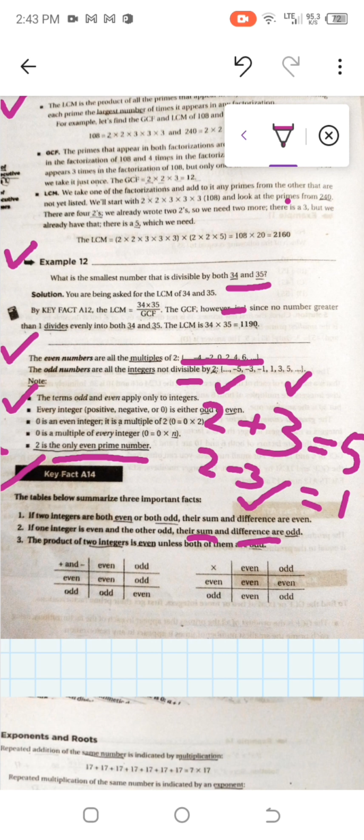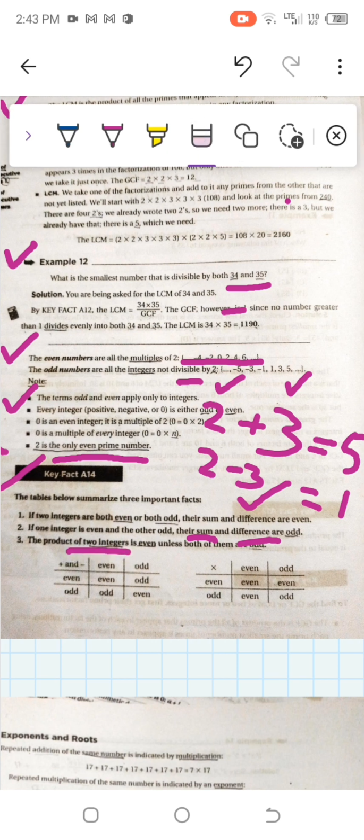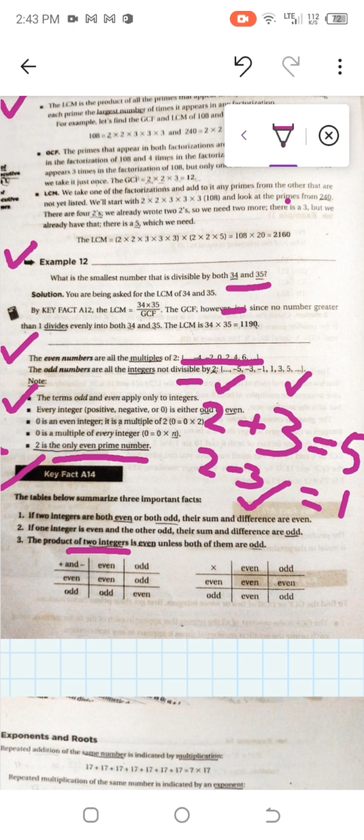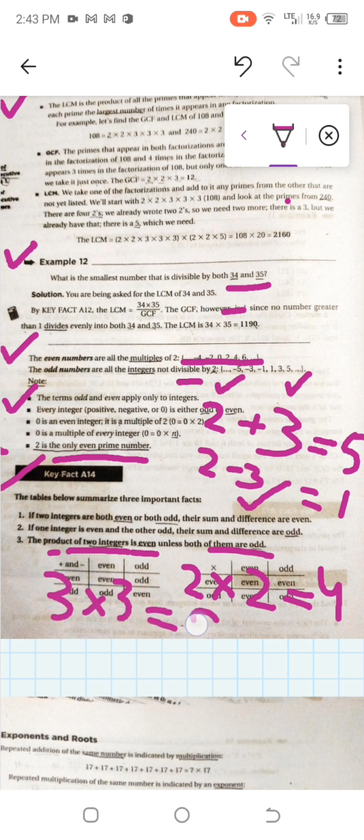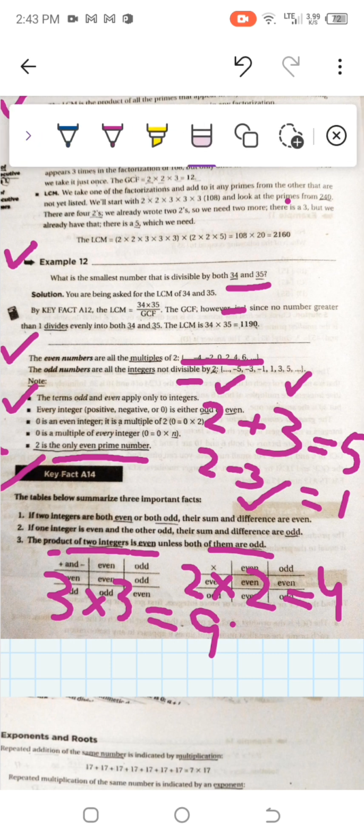Now moving towards the third, the product of two integers is even unless both of them are odd. अभी जब आप दो इंटीजर्स का प्रोडक्ट करोगे, दो नंबर्स का, अगर उसमें से कोई एक इवन है तो आपका आंसर इवन आएगा. ठीक है, मल्टीप्लाई 2 इंटू 2 क्या आया, 4 आया. अगर दोनों ऑड है, 3 इंटू 3 9. So these are basically even and odd. I hope this is clear to you guys.